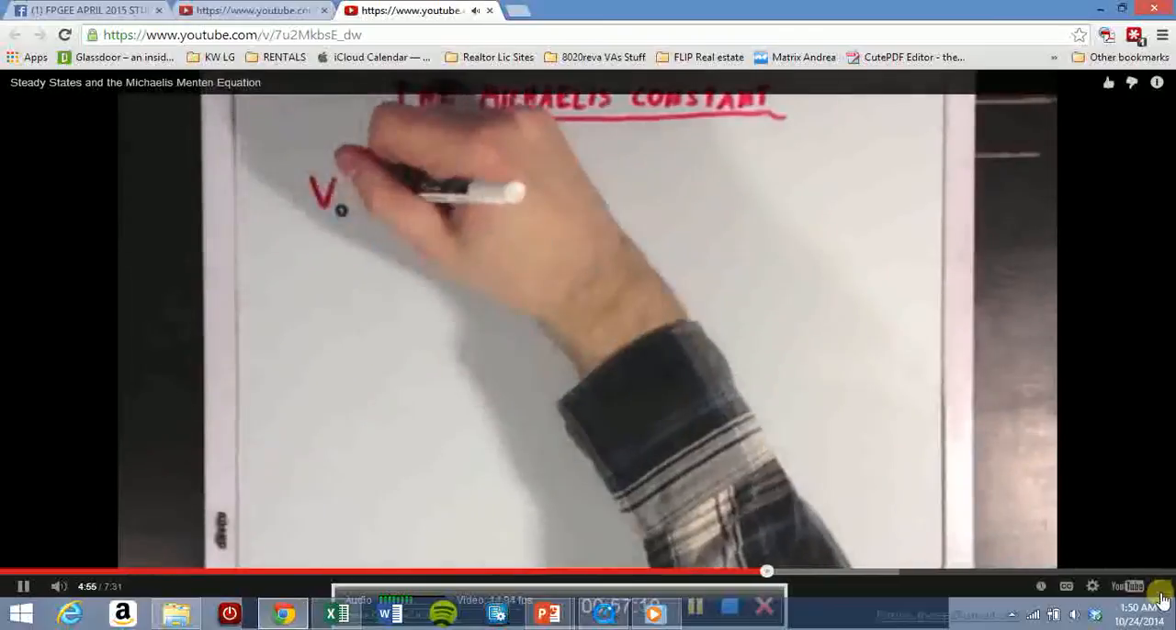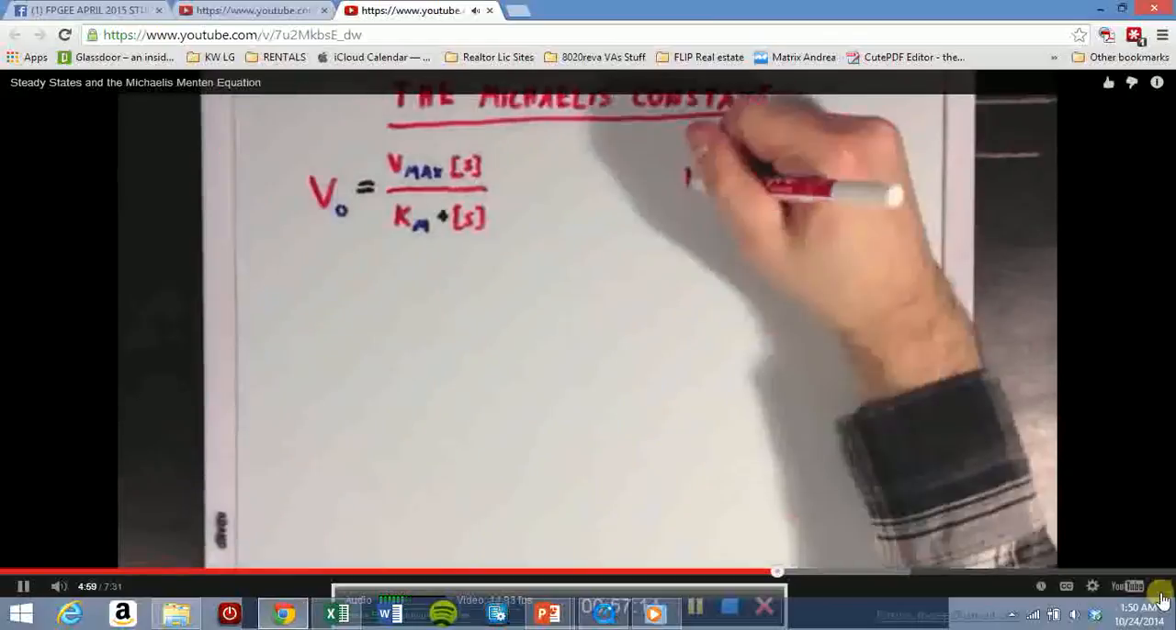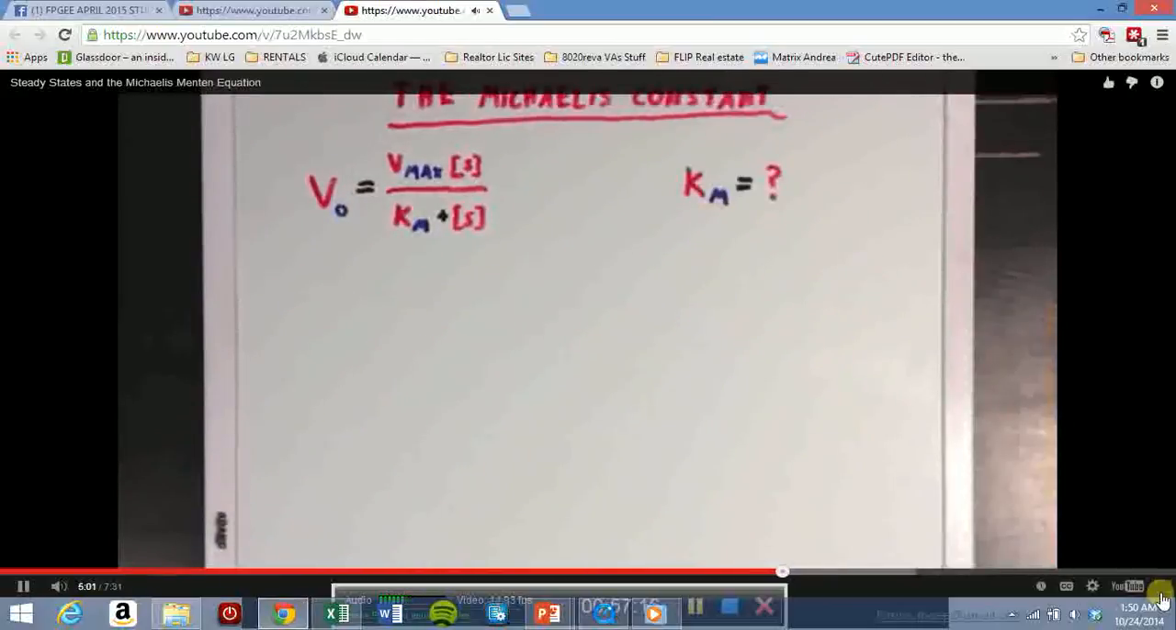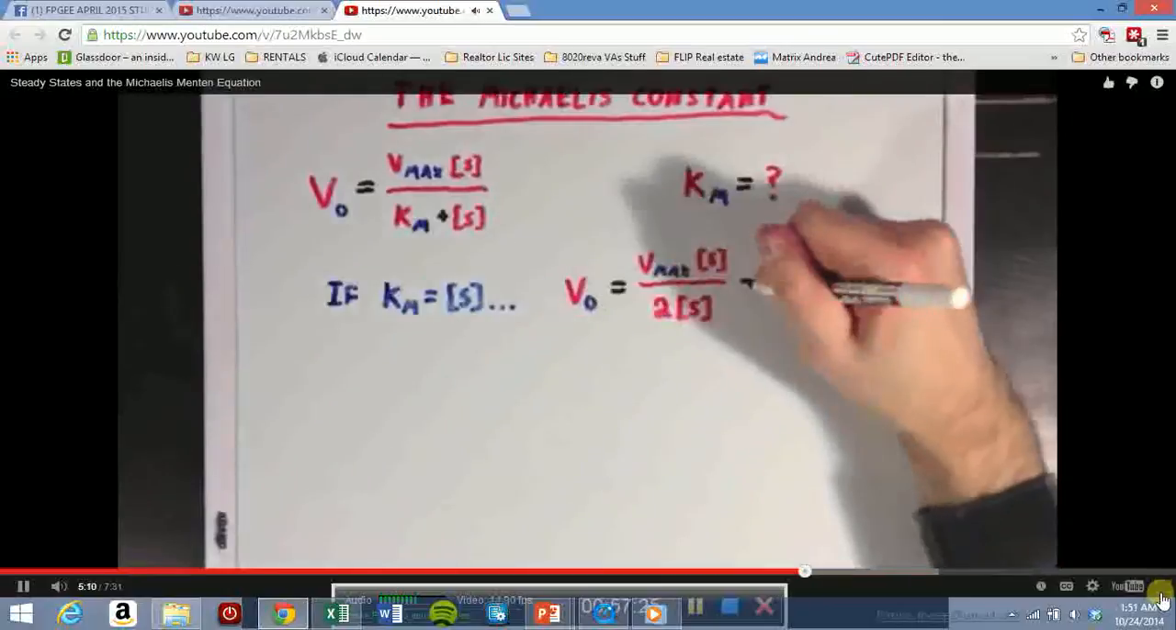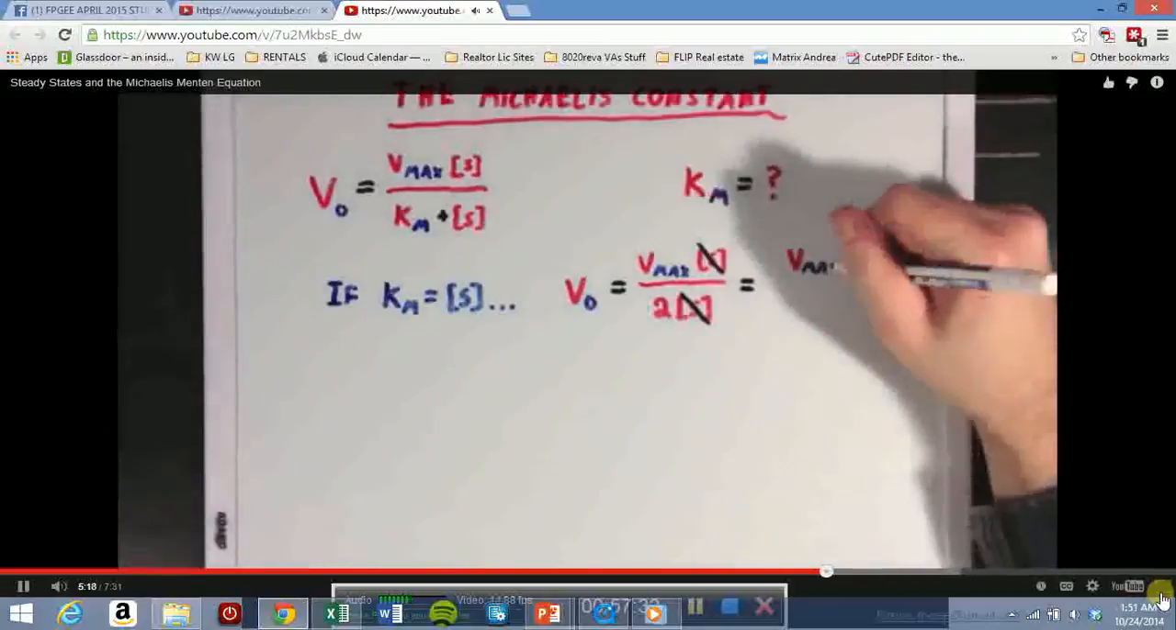So first, I'll write out the Michaelis-Menten equation, and if you remember, we created this new term which I called Km, but we never really talked about what it meant. So let's get to that. Now, if you bear with me for a moment and pretend that Km is equal to our substrate concentration, then we can sub in that value into our Michaelis-Menten equation, which would put 2S on the bottom, the sum of S plus S, and then the S will cancel out, and we'll be left with Vmax over 2.